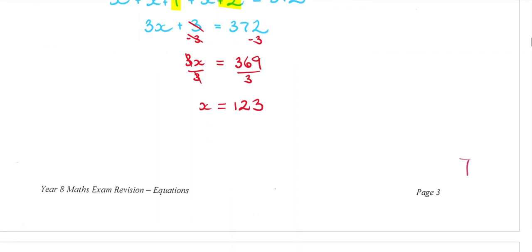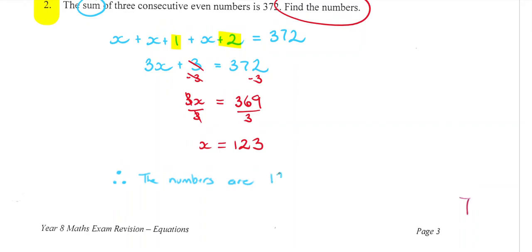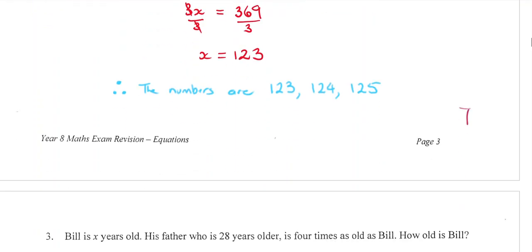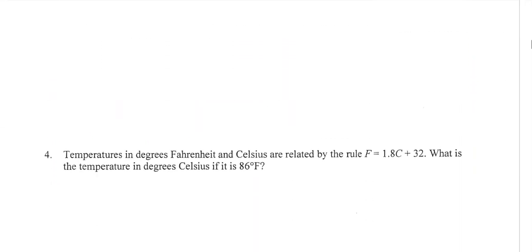So at the end of this, I'm going to go, so the three dots mean therefore the numbers are, now remember x was my first number, so 123 is the first number, 124 would be the next number, and 125 would be the third number. And you could check it. If you add them all up, hopefully you get 372. Okay, that probably is a pretty good question to have in your study sheet, but that's up to you. All right, there's a few more word questions in there.